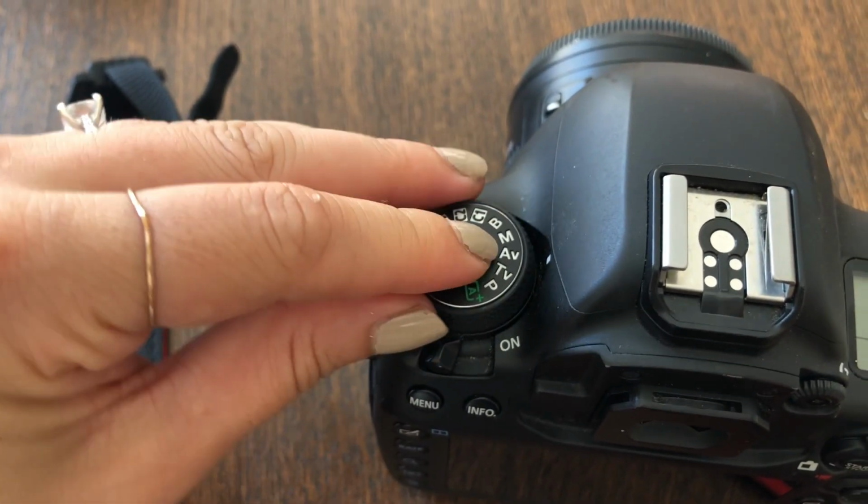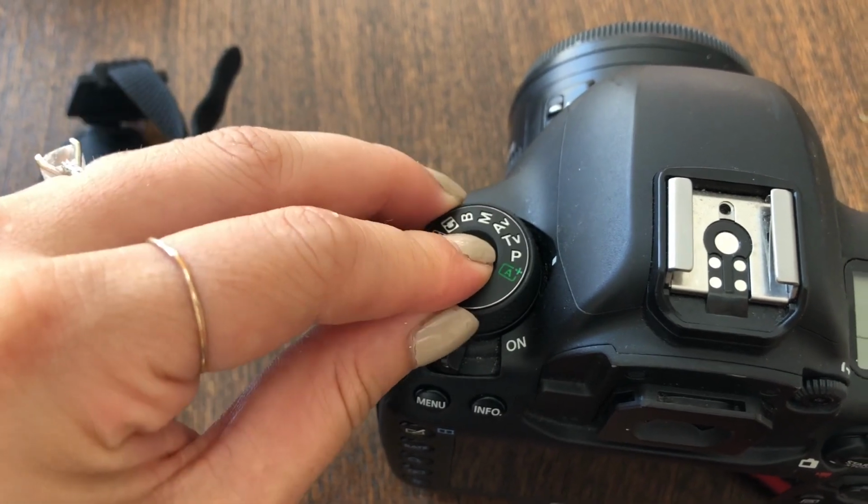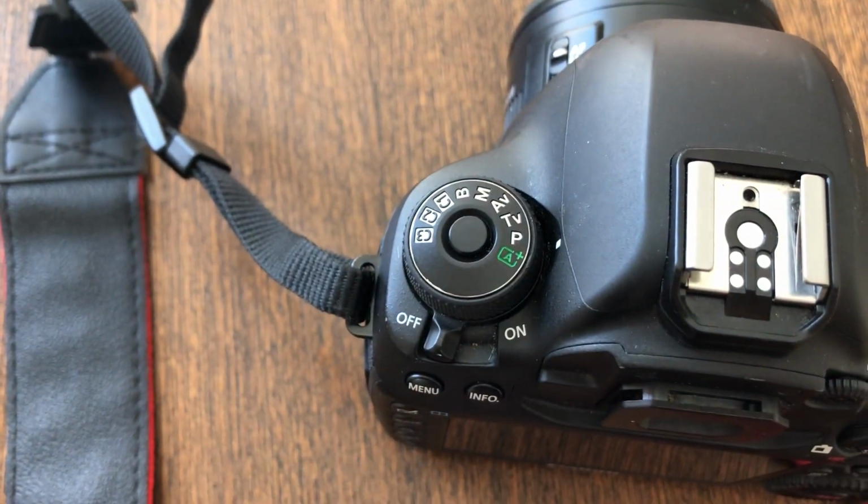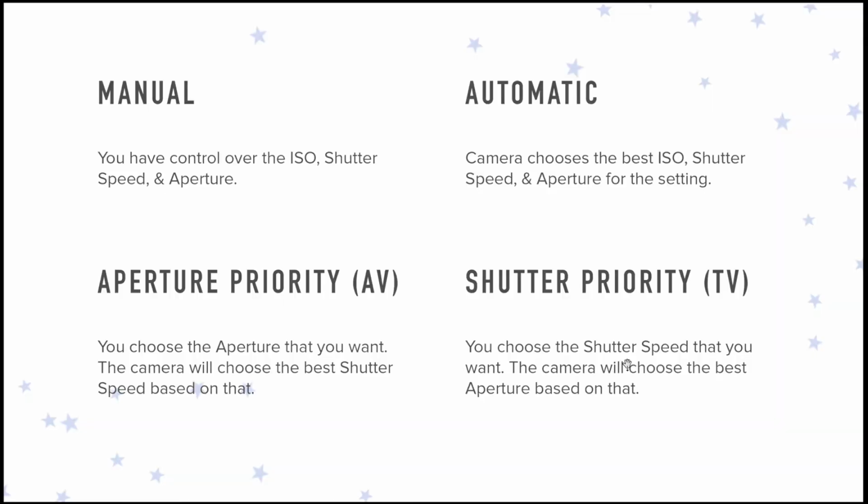Usually you can find it at the top of the camera and turn that dial to set different modes. So in manual, you have control over everything. And then automatic, the camera chooses everything. So the camera chooses the ISO, shutter speed, and aperture. And then there's two more that I really like shooting in.